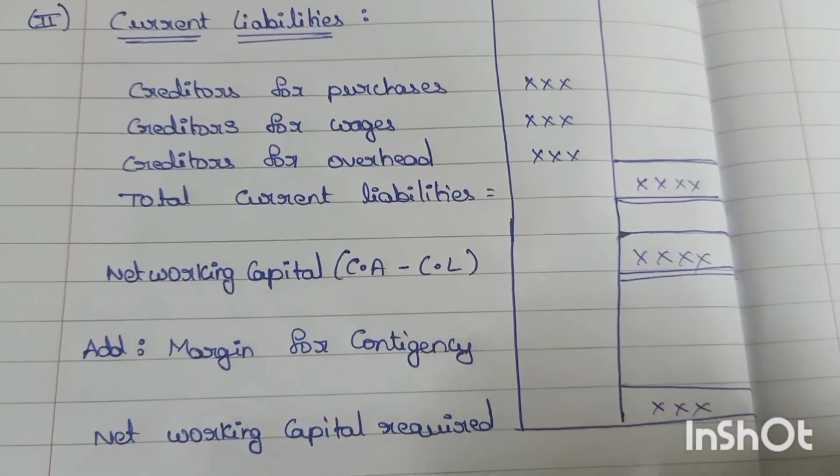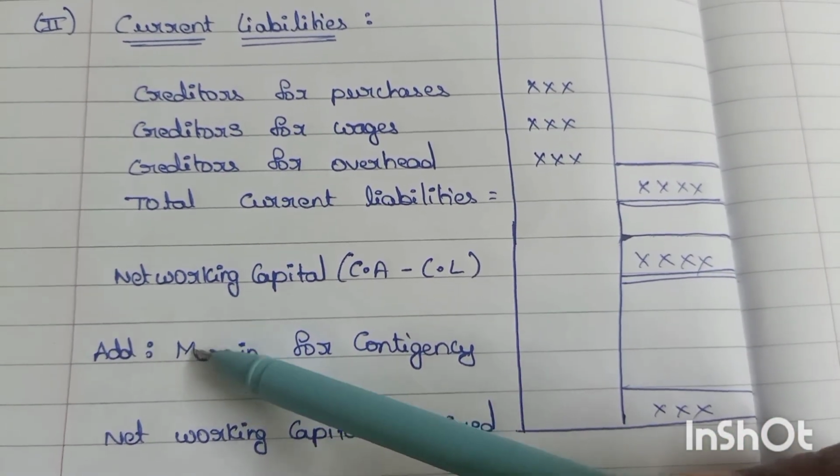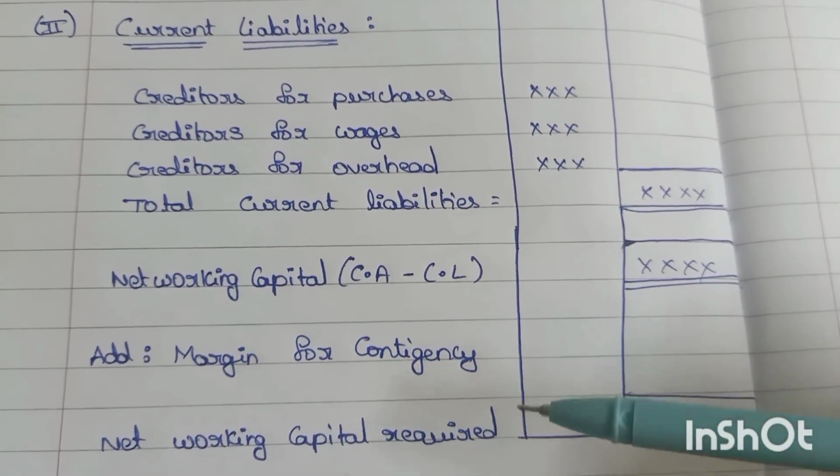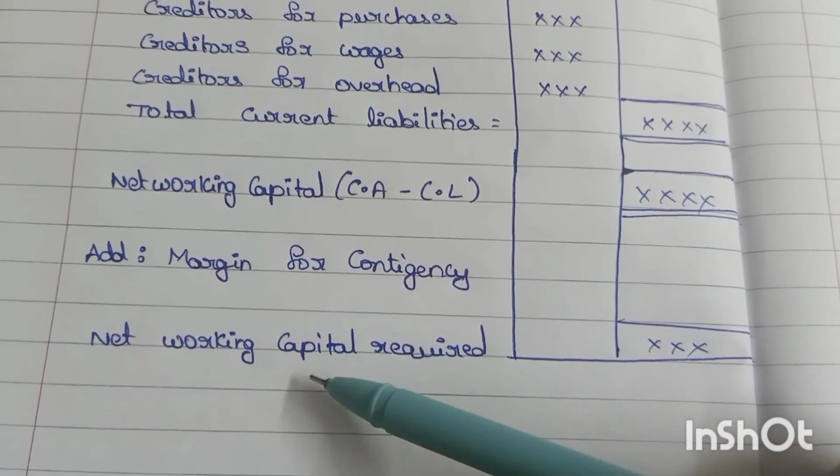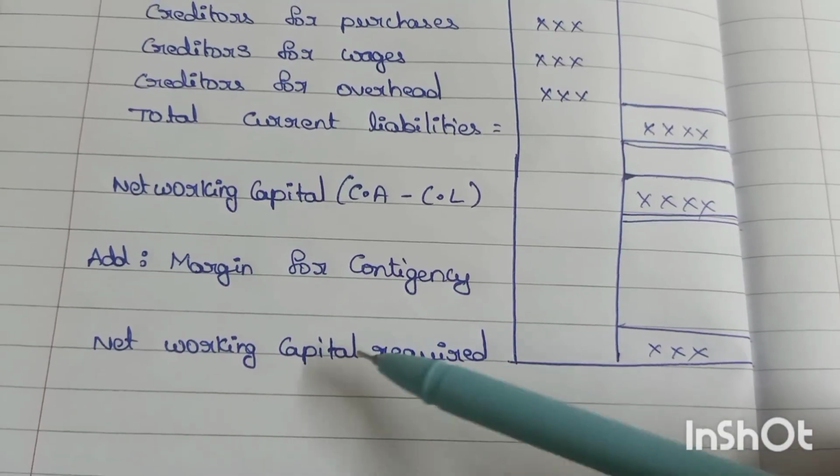If there is any additional information in the sum, we have to add the margin for contingency. So when we add that margin, then we will get the net working capital required.